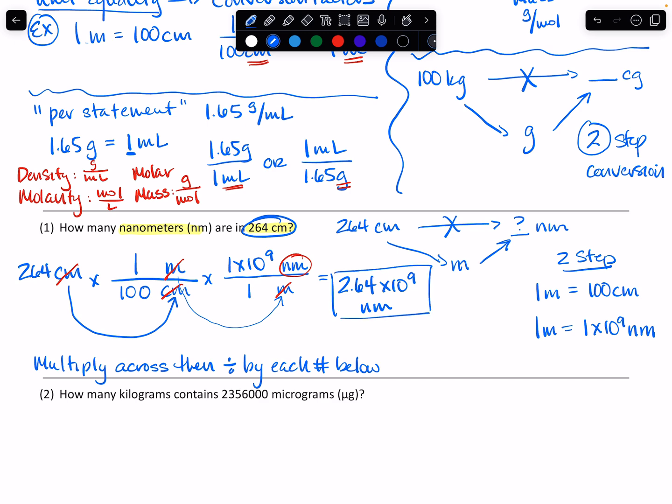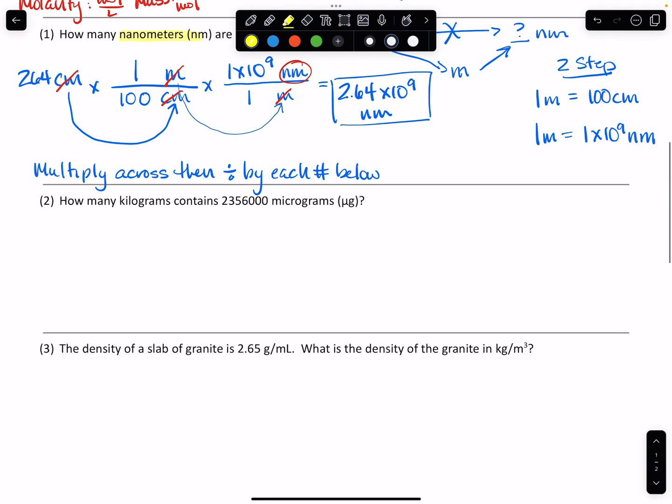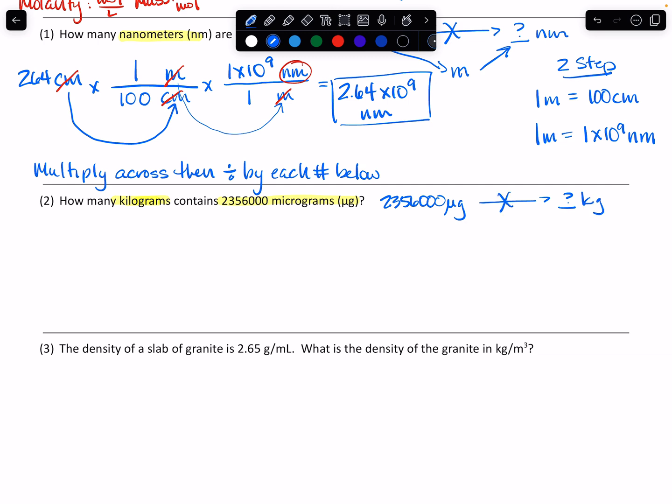Okay? All right, let's try another one. This one's also a metric conversion. Kilograms is the goal, and I have micrograms. So I think about those conversions. 2,356,000 micrograms, and I'm trying to determine the number of kilograms. Again, I don't have a conversion that will let me go directly, so I'm going to go to my unprefixed gram first, and then I'm going to go out to the kilogram. So again, this is going to be a two-step conversion.